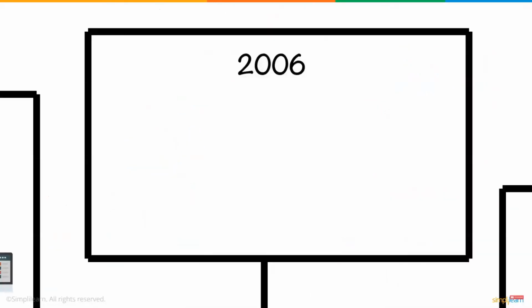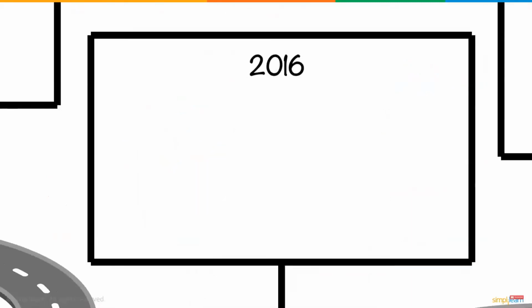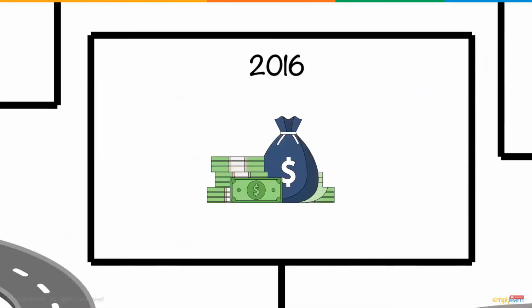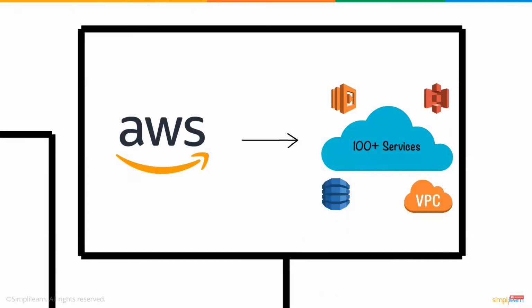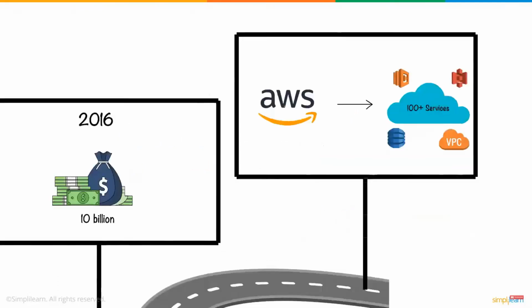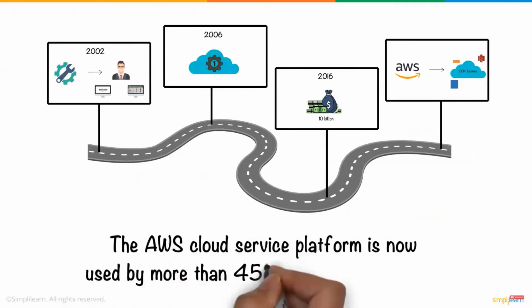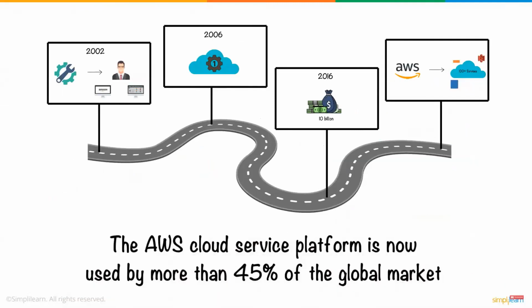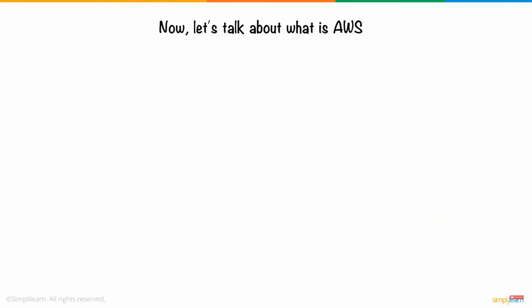In 2006, its first cloud services offering was introduced. In 2016, AWS surpassed its $10 billion revenue target. And now, AWS offers more than 100 cloud services that span a wide range of domains. Thanks to this, the AWS Cloud Service Platform is now used by more than 45% of the global market. Now, let's talk about what is AWS.